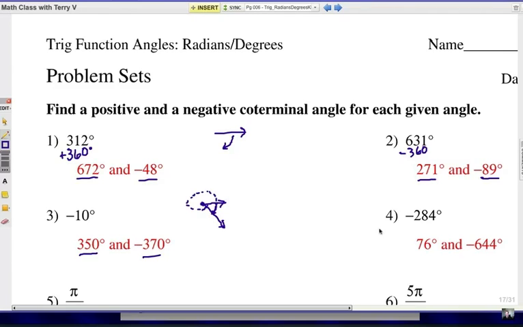And finally, number 4, negative 284 is 76 degrees in a positive direction. Notice how those absolute values there would add up to 360. And if we add another negative spin all the way around, if we add 360 negative degrees, that's where we get that answer right there. So it's pretty valuable to know, in most cases, the positive and the negative version of each of these angles, and those are called coterminal angles.